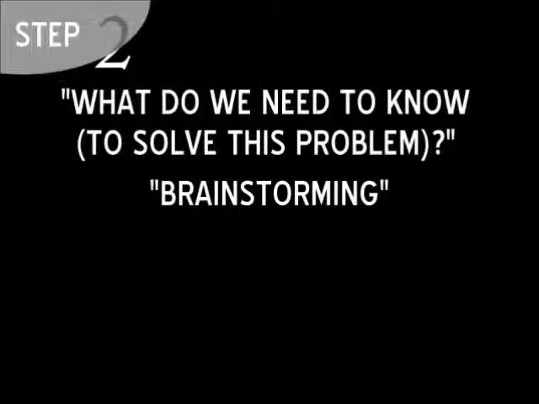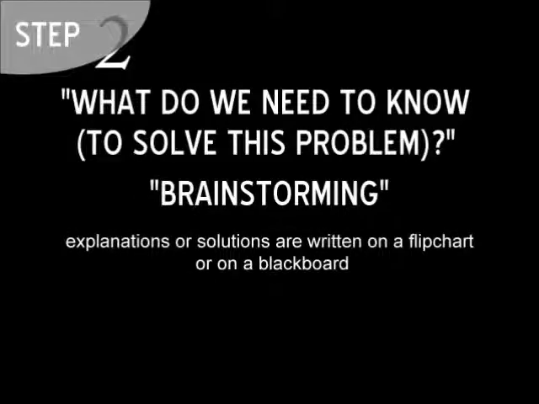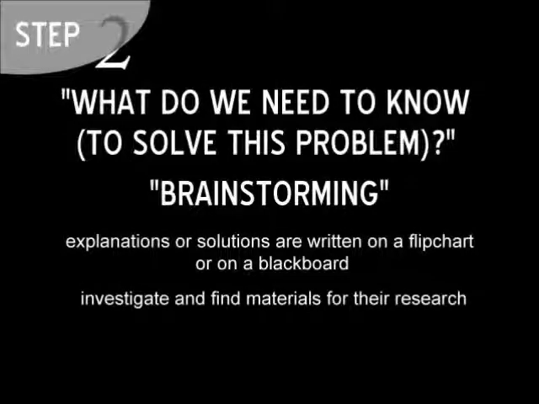2. Engage with the problem also by identifying, under second headings, such as "What do we need to know to solve this problem?" Here the groups will list questions or learning issues which must be answered in order to acquire missing knowledge or to shed light on the problem. This activity is a sort of brainstorming session with evaluation suspended, while explanations or solutions are written on a flip chart or on a blackboard. In this phase, the students are called to investigate and find materials for their research.